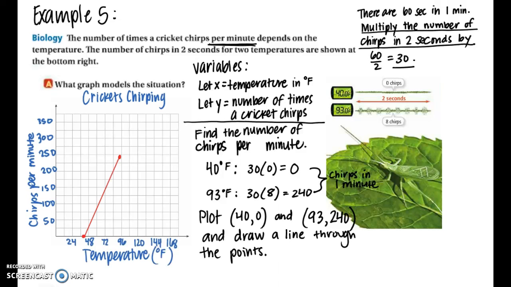I plotted these 2 points, drew a line that connected the 2 points, and I made sure that the axes were labeled and the graph was titled. This is what the graph looks like for this situation.